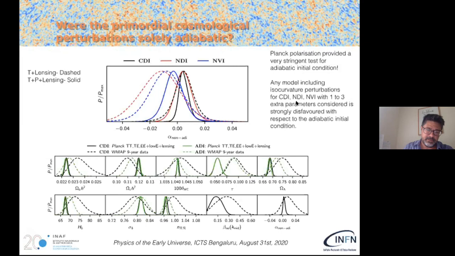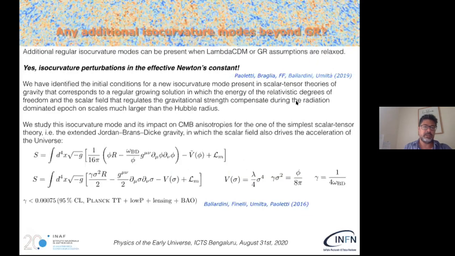Let me now have a small digression on how there could be additional isocurvature modes in general. As for the adiabatic case, one could consider extensions of lambda CDM with these linear isomodes. As studied in the last Planck paper, there is the baryon CDM mode, which leads to a smoothing of the acoustic peaks similar to a lens.